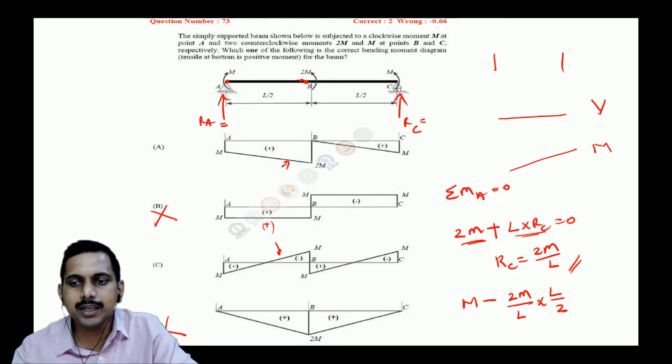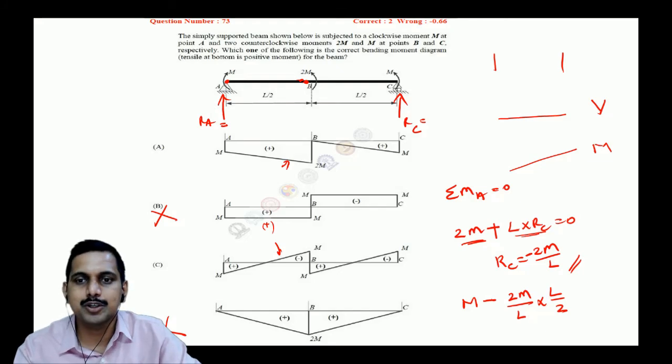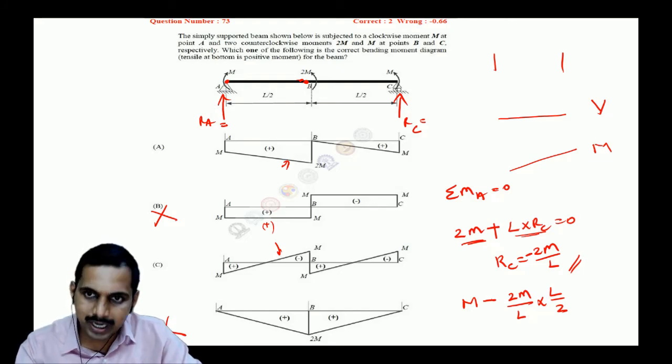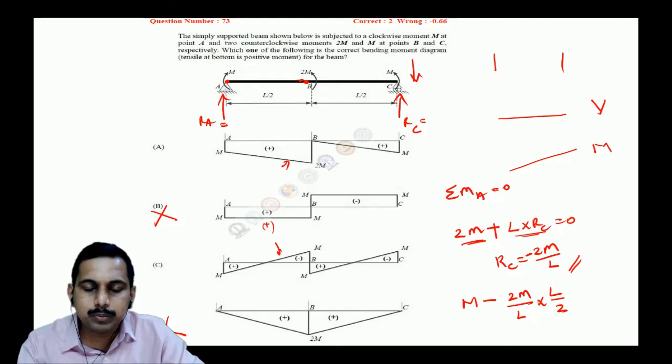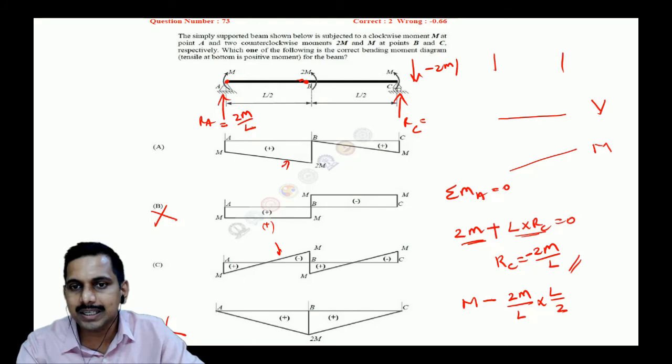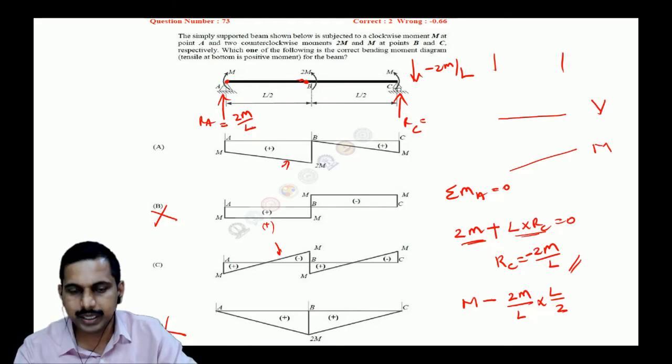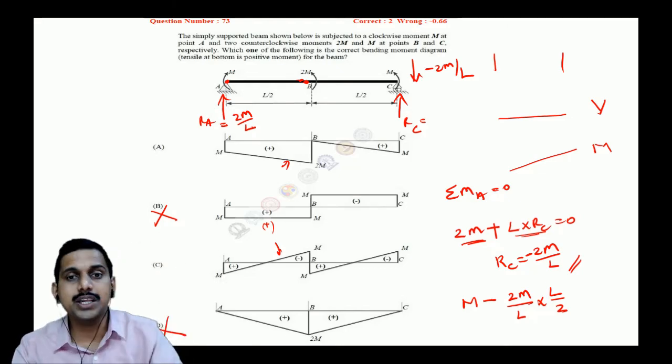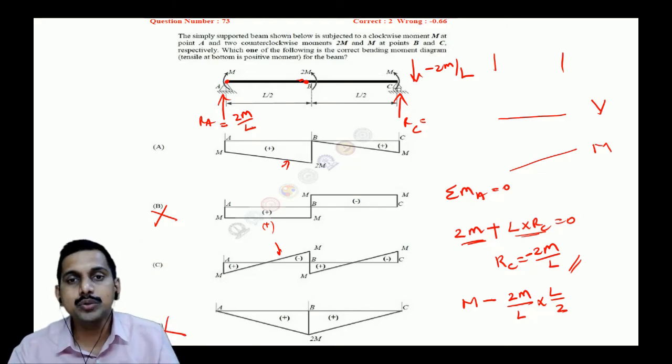So what should happen here? L into RC is positive, so this will become RC is minus. I'm sorry here. So the actual RC comes in this fashion. So RA would be 2m by L and RC is minus 2m by L. Correct. You understood, students, how small mistakes will wreck our answer. But again, questioning simple things can lead us to the right answer.